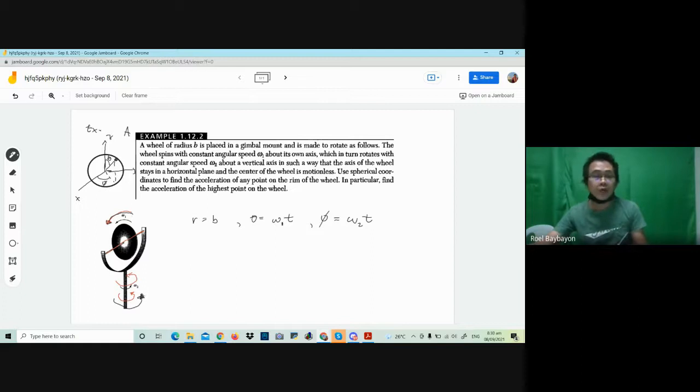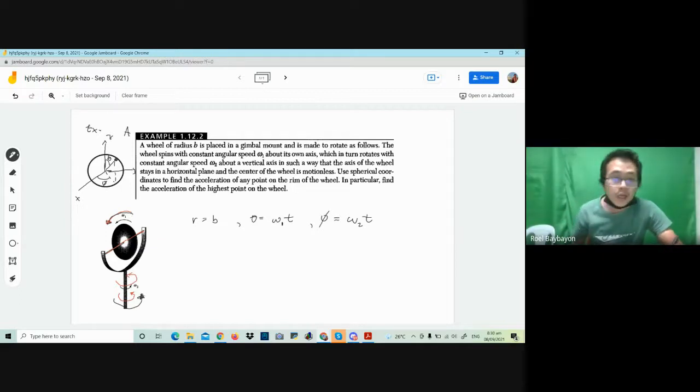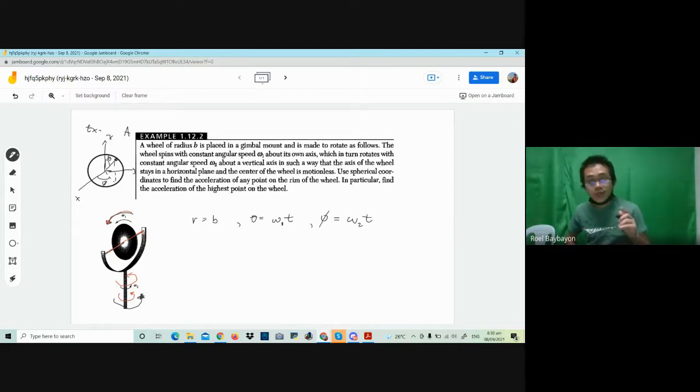Okay? So these will be the coordinates of the system: r is constant, since the radius of your wheel does not change, theta depends on omega 1, the angular speed of the wheel, and phi depends on the angular speed of the gimbal. So we have r, theta, and phi. We can actually solve for a, because a is equal to, this a is long, right?